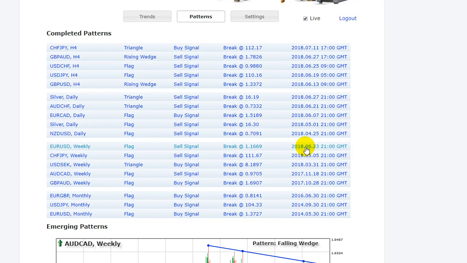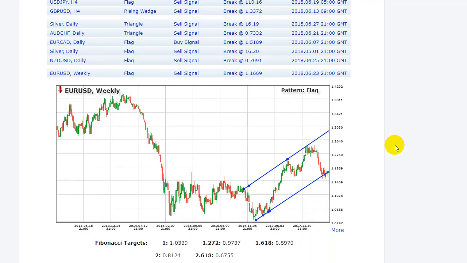This one, Euro US dollar, came up the day after my last update. So let's take a look what we have here with the Euro US dollar weekly chart. It was a flag on a sell signal, and you can see that it's still chopping around. The entry price was 1669, and you can see it's just chopping around here. Now understand, this is a weekly chart. You have to let these run. You got to give them some room.